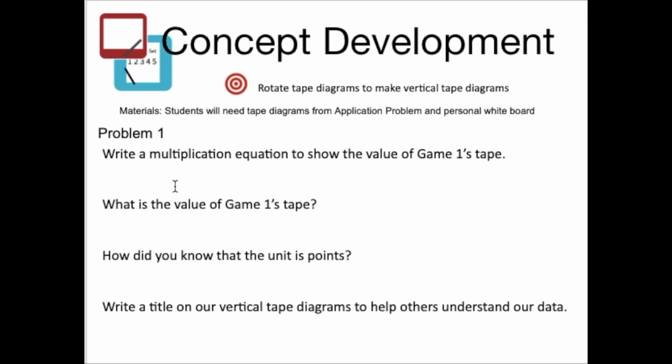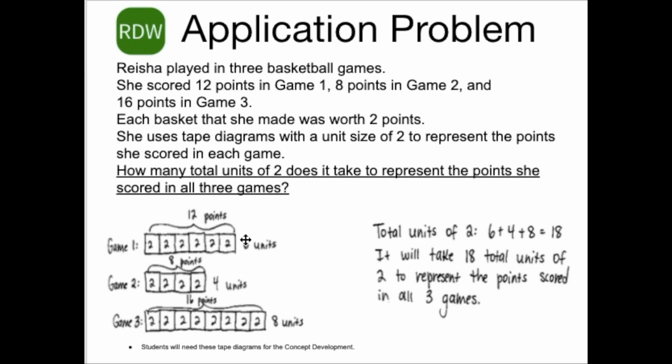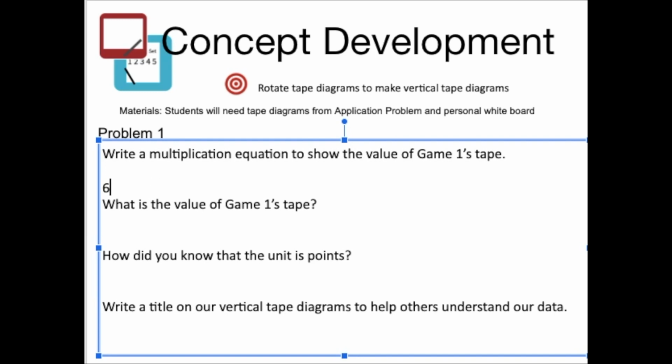So now I'm going to ask for you to write a multiplication equation to show the value of game 1's tape. So when I take a look at our application problem and I look at game 1, I see 1, 2, 3, 4, 5, 6 units of 2 each. 6 units at 2 each, that's the multiplication, 6 times 2. 6 times 2 gives us 12. What is the value of game 1's tape? The value is 12.